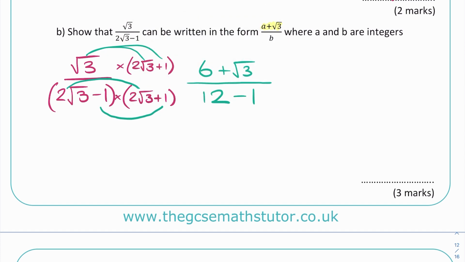And if we simplify what we've got on the bottom there, we have 6 plus root 3 on the top still. 12 minus 1 is 11. So 6 plus root 3 all over 11. And there we go. There's rationalising some harder surds. 6 plus root 3 over 11.